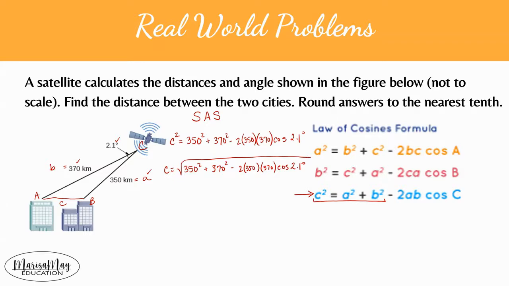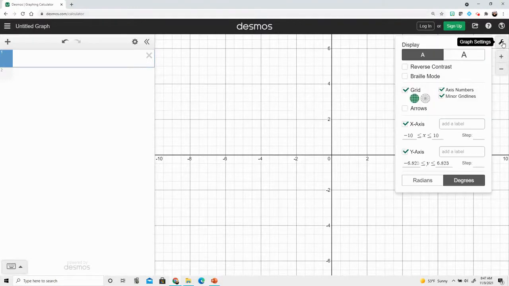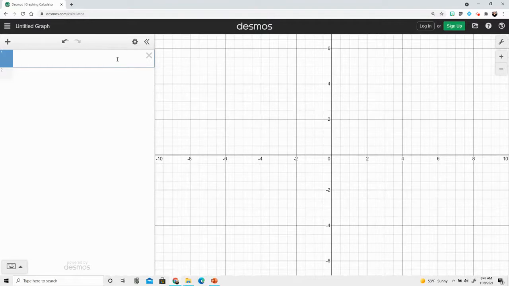All right, let's go to Desmos. I'm going to show you how I type that in. Now, first things first, because we are dealing with a trig function, let's make sure Desmos is in degree mode. You'll click the wrench here and make sure degrees is selected. Now, we're going to start with the square root. So I'm going to type in SQRT so that Desmos knows to put a square root in there.